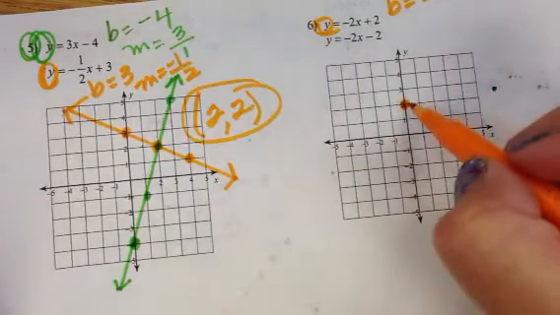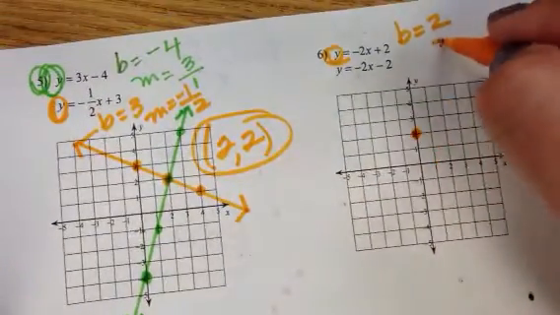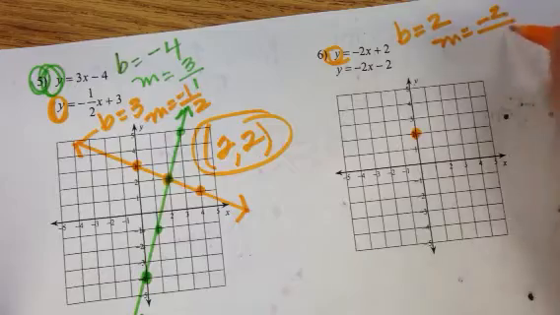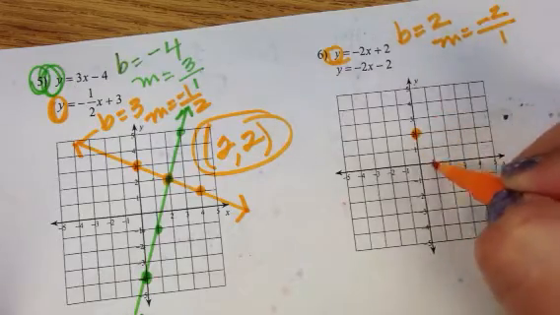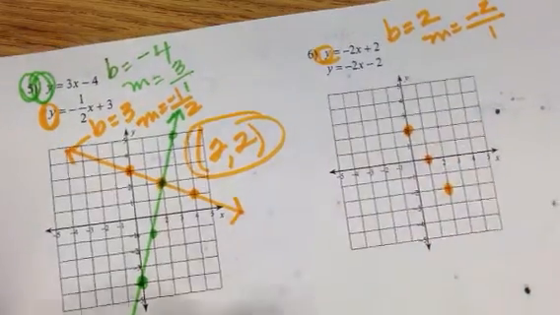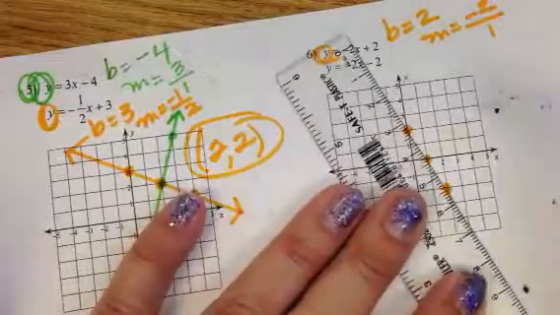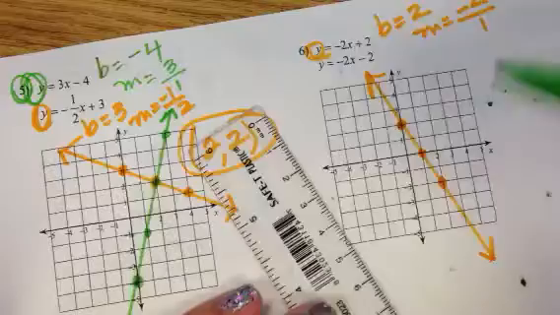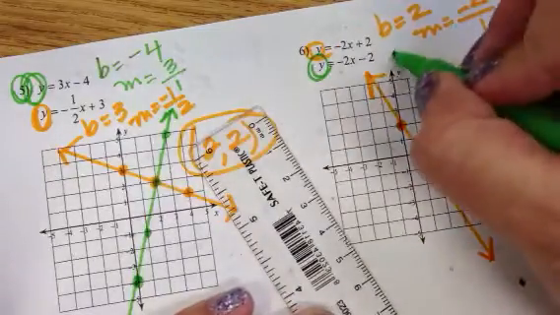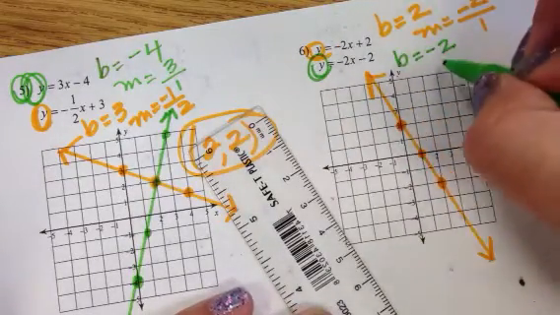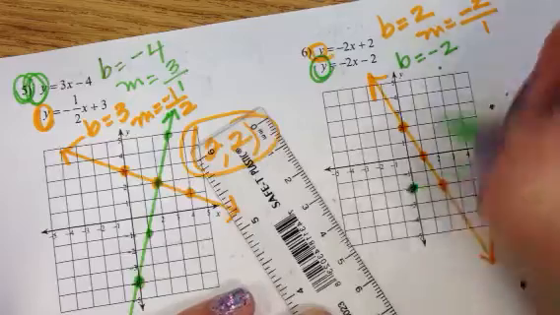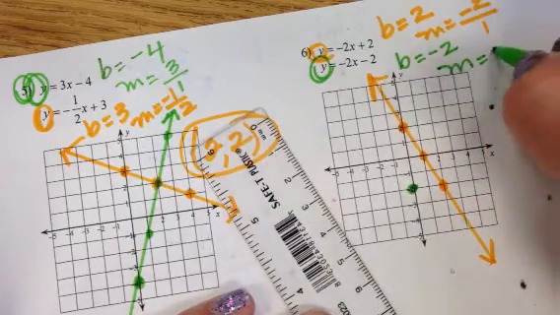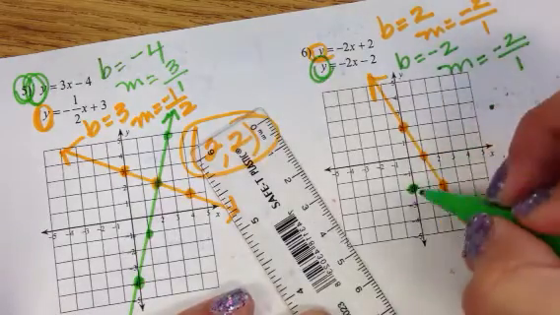My plotting will start on the y-axis at 2. The slope is -2. I'm going to put that over 1, down 2 to the right 1, following my pattern. There's the first line. I'm going to move on to the second. In the second line, my b value is -2. I'm going to start here. My slope is -2, again -2/1.